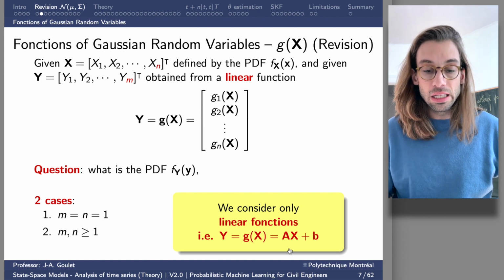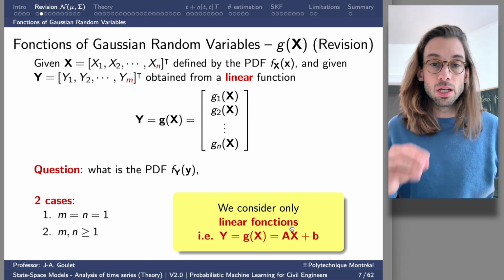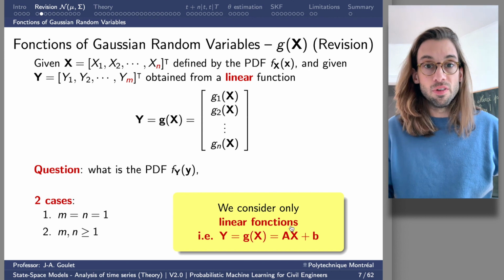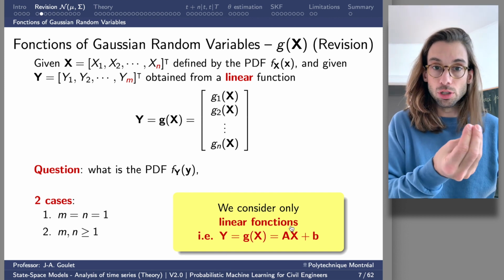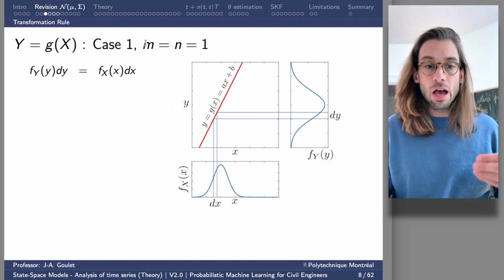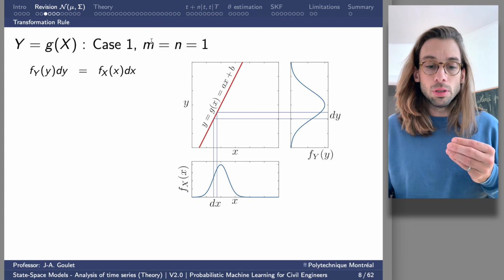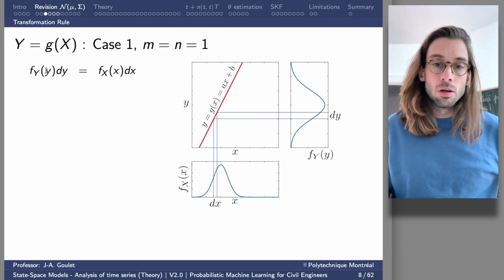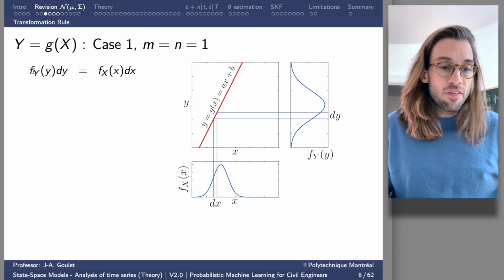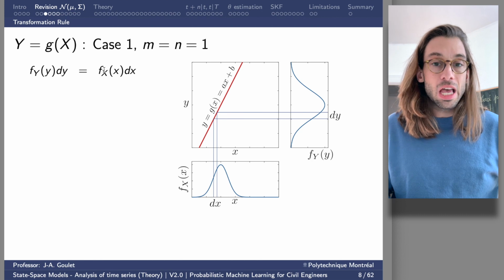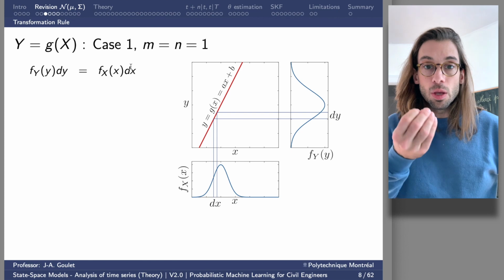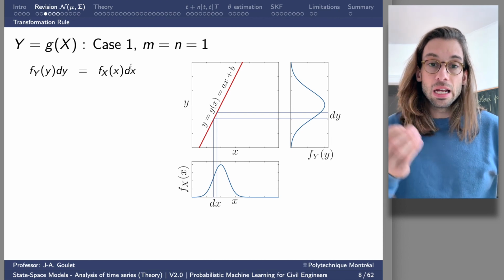We have this linear form because of a special property, as we've already seen: a linear function of Gaussian random variables gives an output that is still Gaussian. So remember what we saw earlier for the first case, where we have one input and one output. Only one X and only one Y. We can use the relation f of y dy equals f of x dx. It means that we need to keep the probability constant in the x space and in the y space.